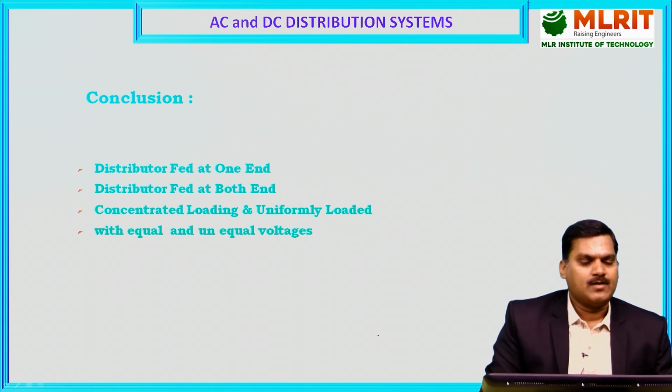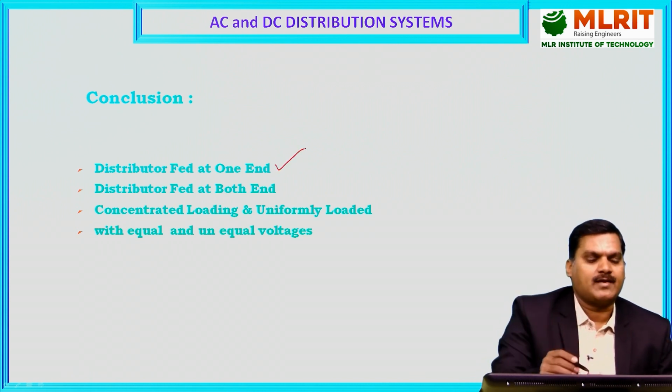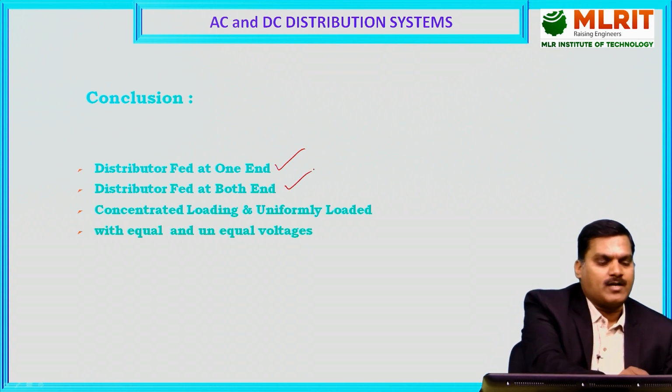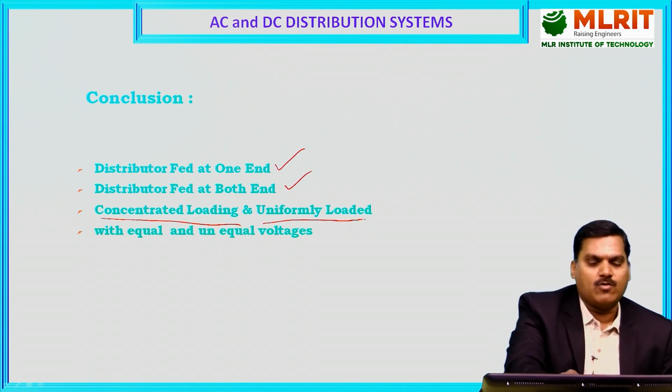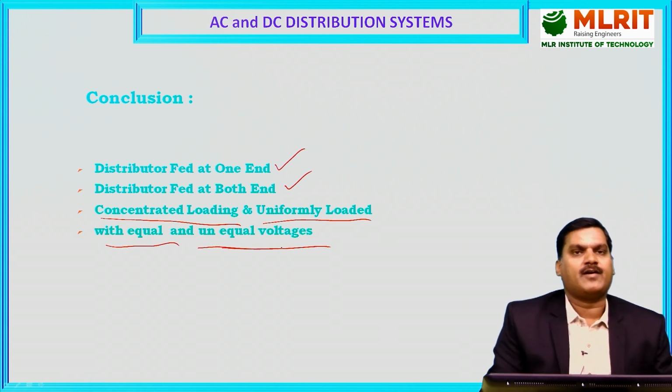So as a conclusion, in this session we covered what a system fed at one end looks like, what a system fed at both ends looks like, what concentrated loading is and what a uniformly loaded system is, and equal voltage at both ends and unequal voltage at both ends, different cases we have seen. In the next session we will analyze how to calculate voltage at different levels of a distributor with different loading systems and different voltage applications, with feeding at one end and feeding at two ends. Thank you.